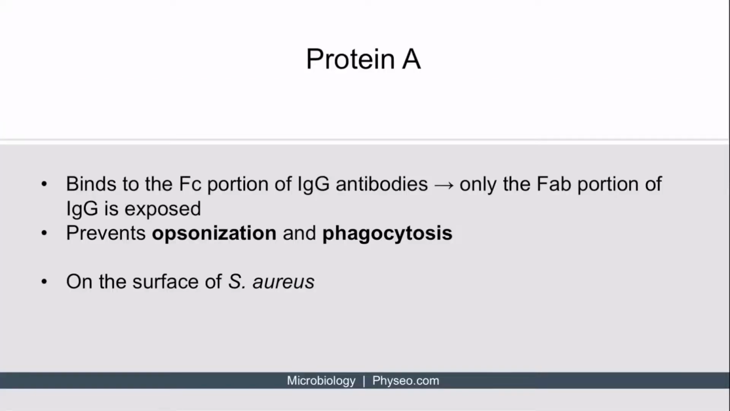Protein A is something that binds to the Fc portion of IgG antibodies. And this means that only the Fab portion of the IgG antibody is exposed. And this prevents opsonization and phagocytosis of the bacterium. And protein A is on the surface of Staph aureus. Now this idea can be a little bit confusing, so we've got a diagram to help you understand it.